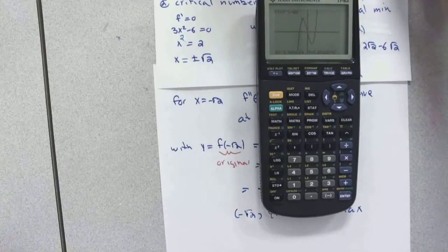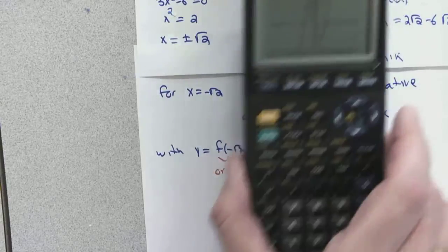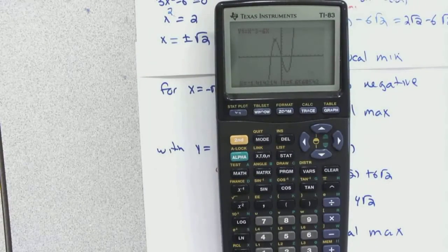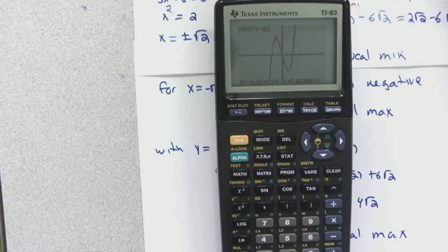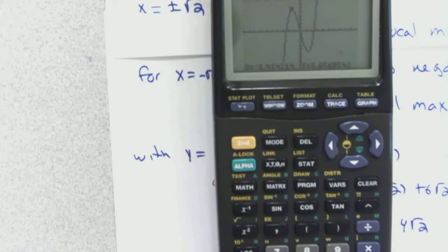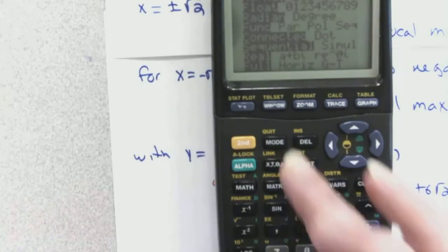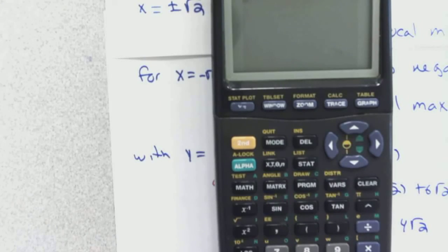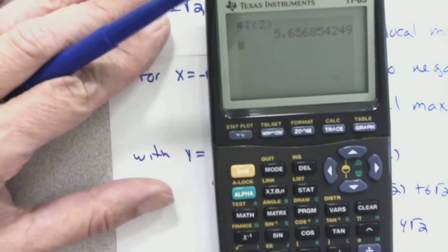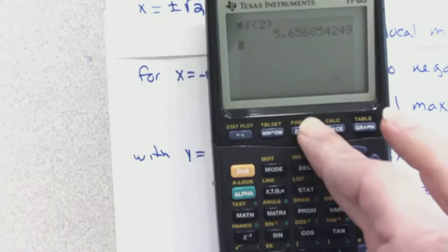Now let's zoom in here and see what we got here. Okay, it tells me that the y coordinate here, zooming in a little bit more, is 5.6568. We said that that really is 4 square root of 2, 5.6568. And so this absolutely checks.